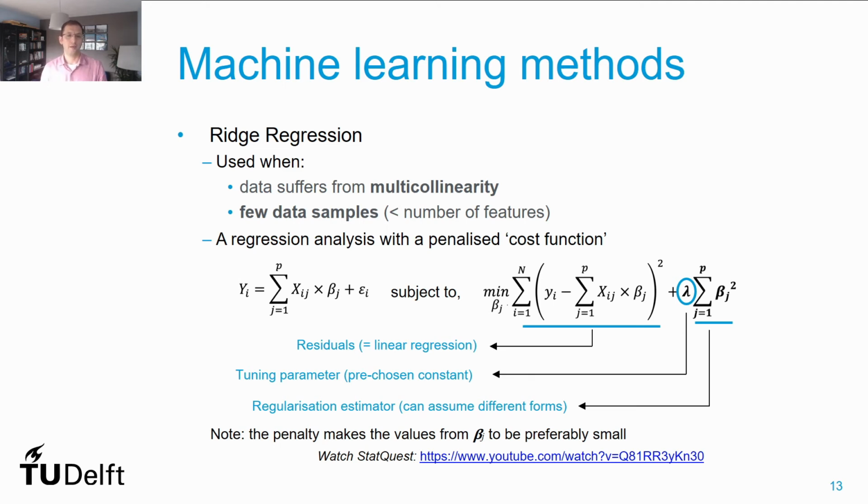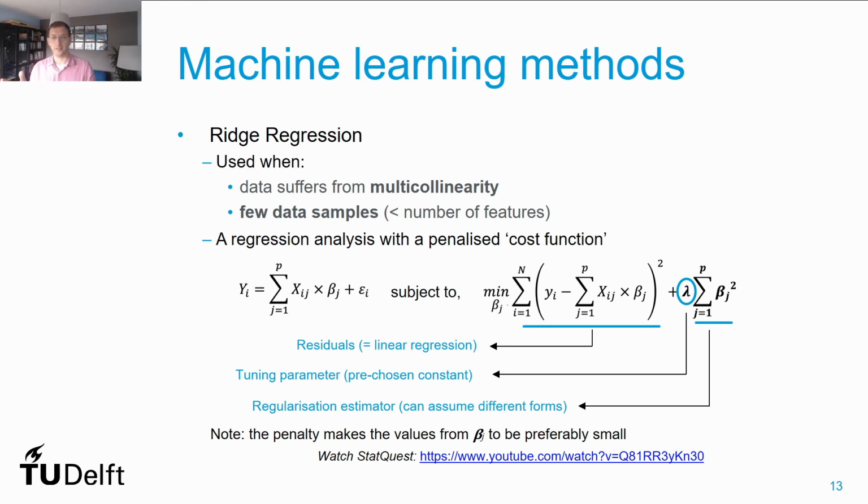Also, they can be used in the case that you do have data that suffers from multicollinearity. So in the previous causal methods, we assume that the explanatory variables are independent. There is no relation between them. If that's not true, then perhaps we need to start looking into methods like ridge regression.